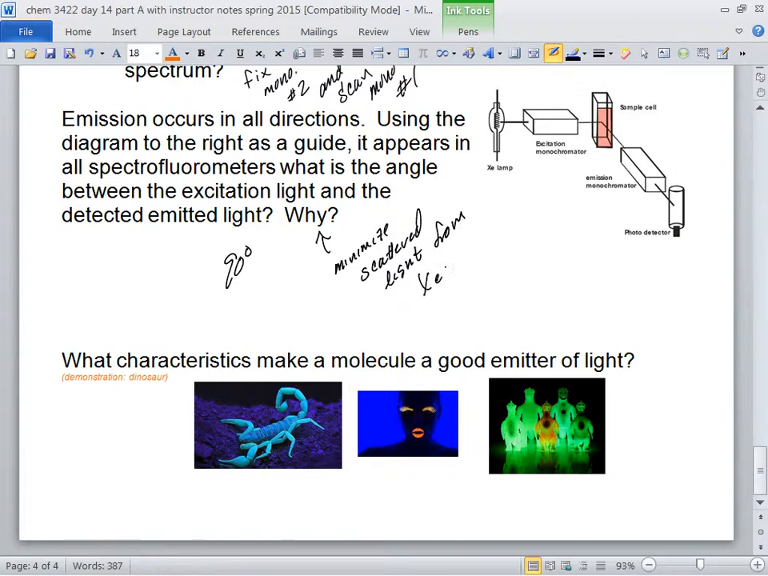Is that sample cell supposed to be the cuvette? Yes, except all sides have to be clear. You can't have any frosted sides. I guess you could have one frosted side facing away from the emission monochromator, but I think you don't even want that, because you get all this scattered excitation light that goes everywhere. It's really bright. And if it has that frosted side, maybe it would reflect off. So I think they want everything really clear.